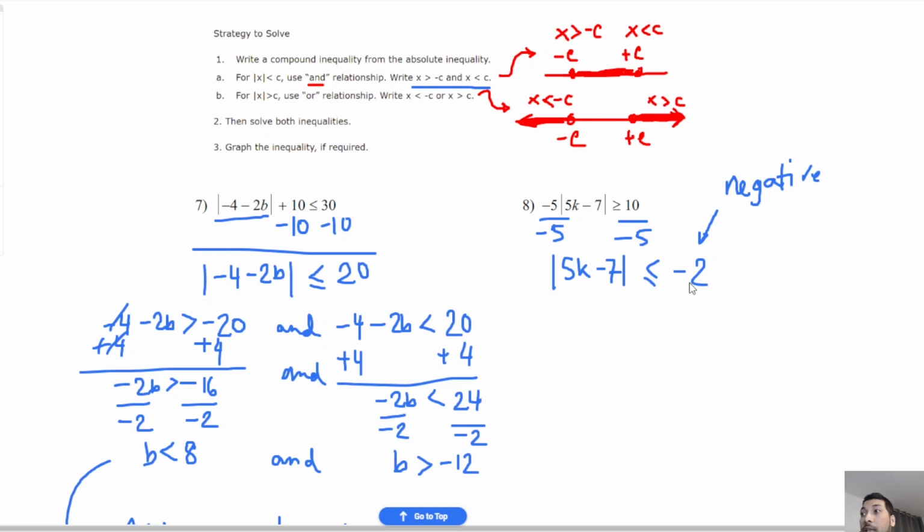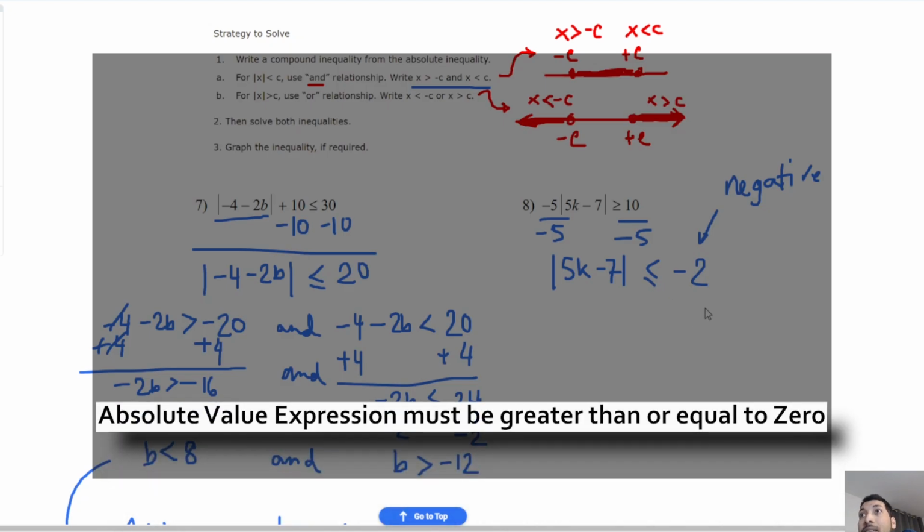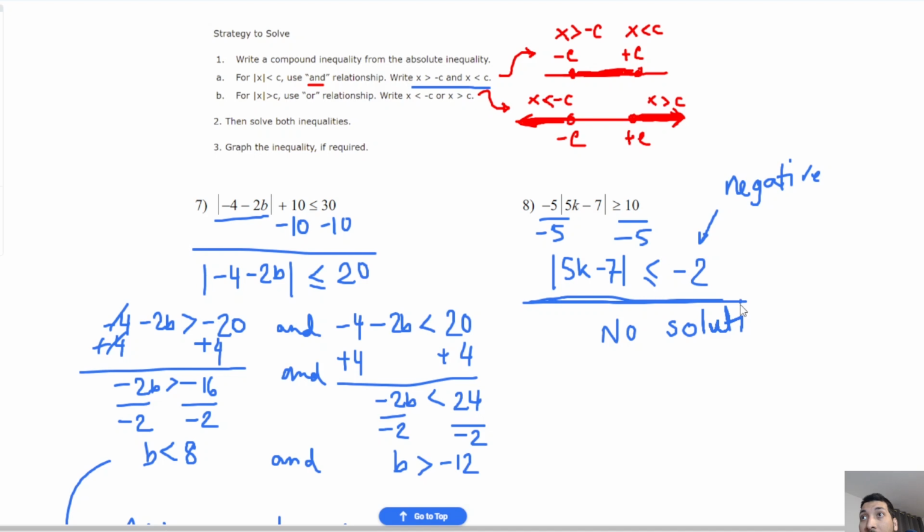By definition, the absolute value of an expression must be greater than or equal to 0. So this absolute value expression of 5k minus 7 cannot be less than 0. So in this case, we cannot have any solution. So the answer is no solution, because absolute value means the distance must be greater than or equal to 0.